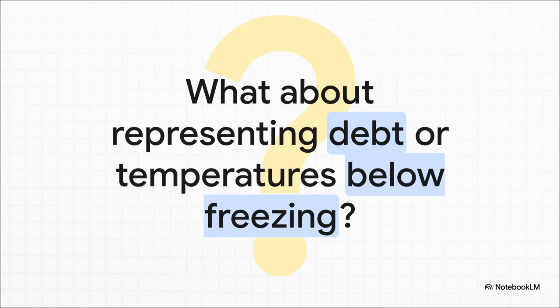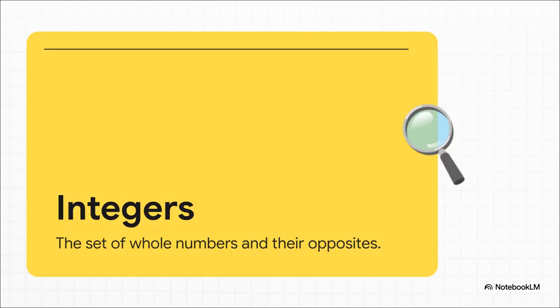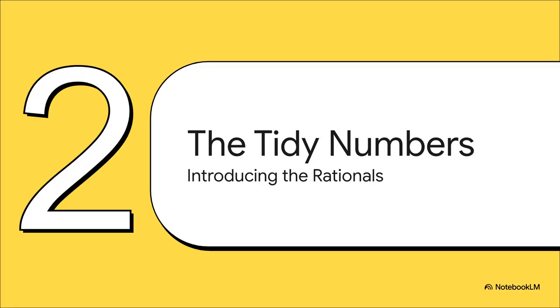Okay, so our number family is growing, but we're still missing a big piece of the puzzle. What about when you owe someone $5, or when the temperature drops below freezing? Our whole numbers can't handle that. So we need to expand our toolkit again. This time we bring in the opposites of our counting numbers, the negatives. And when you put the negatives, 0, and the positives all together, bam! You get the integers. Now we're talking. We can represent debt, freezing temperatures, anything below sea level, the whole shebang.